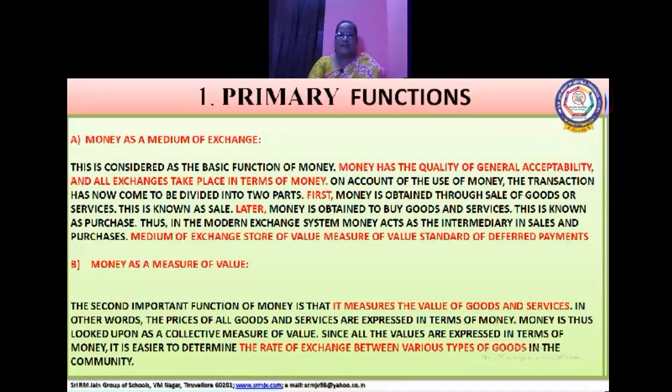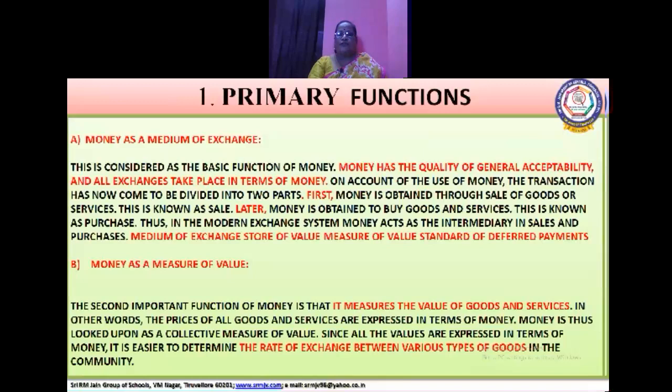First, primary functions. Under primary functions, there are two divisions. Number one, money as a medium of exchange. Number two, money as a measure of value. Money as a medium of exchange is considered a basic function of money. Money has the quality of general acceptability, and all exchanges take place in terms of money.